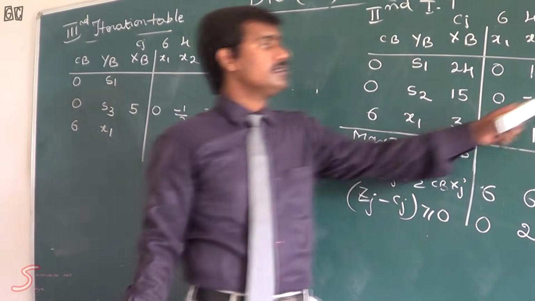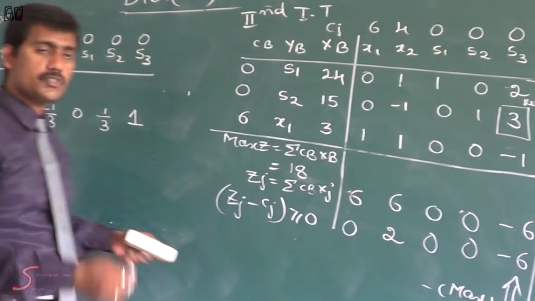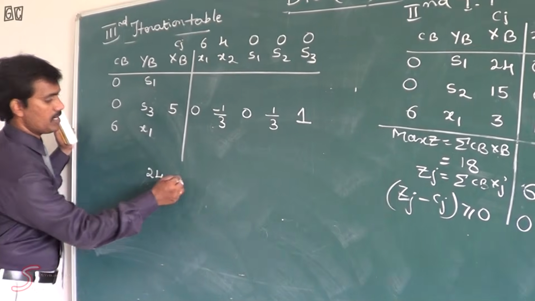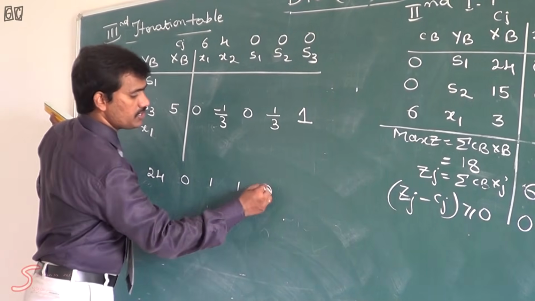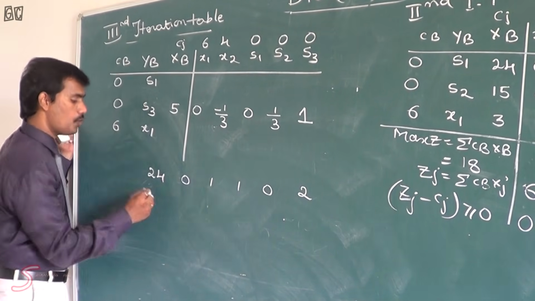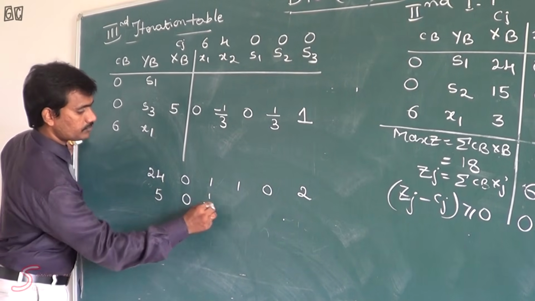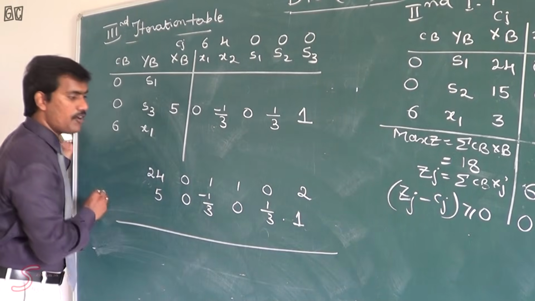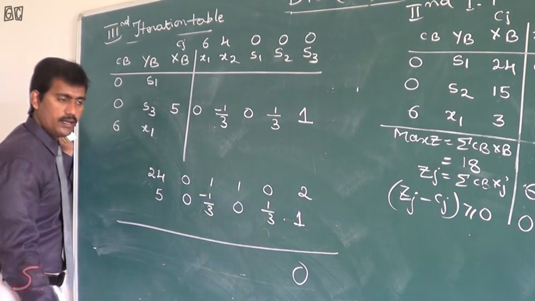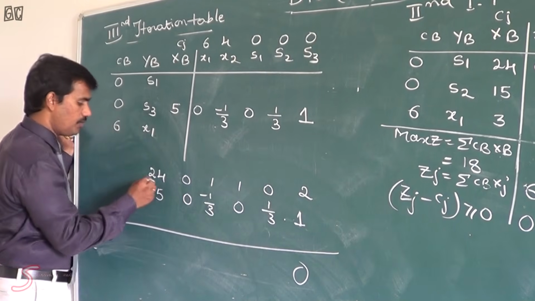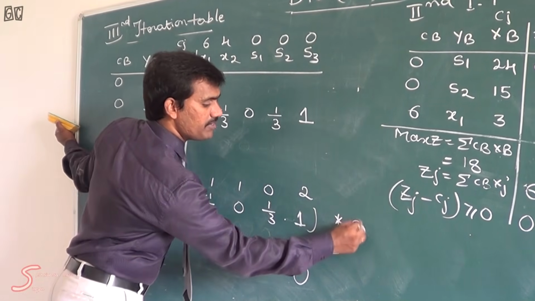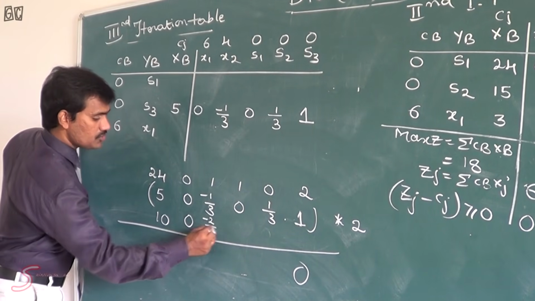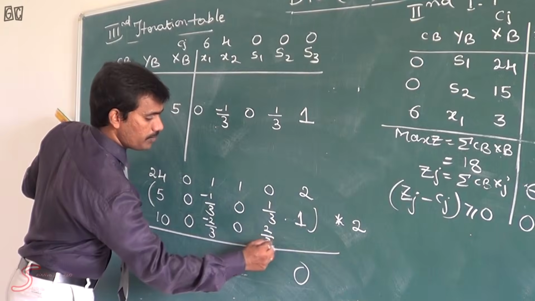Now we have to make this 2 as 0. So as usual, I am going to take that entire row in the rough sheet, that is 24, 0, 1, 1, 0, 2, with the help of the key row: 5, 0, minus 1 by 3, 0, 1 by 3 and 1. Now we have to get 0 here. So we have a 2, we have 1. So without loss of generality, I am multiplying with 2. 5 2s are 10, 0, minus 2 by 3, 0, again 2 by 3, 2.